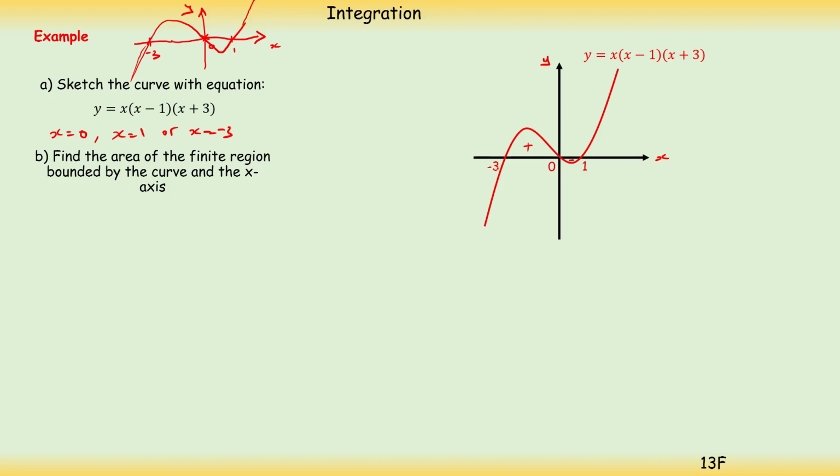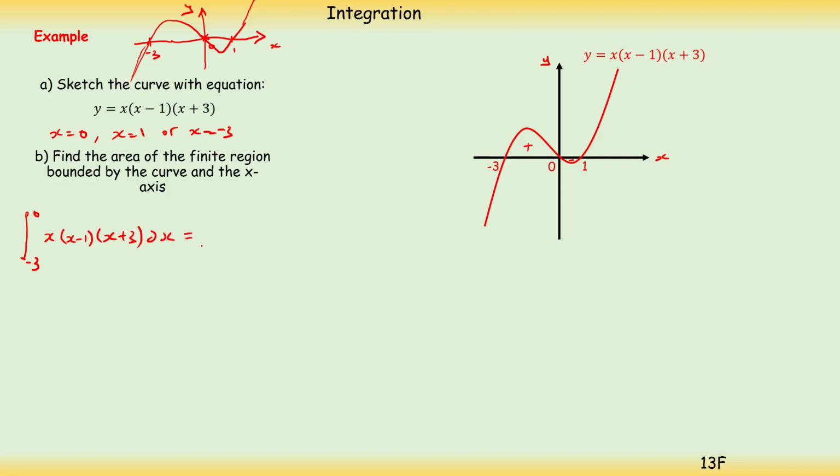So what we have to do then is find the area above the curve first, and then find the area below the curve, and then add them together. So if we do the area above the curve in the first instance, that's from minus 3 to 0, the integral of x times (x minus 1) times (x plus 3) with respect to x.